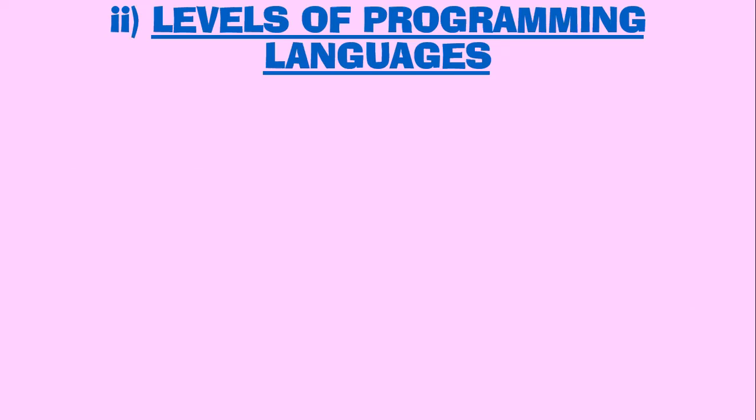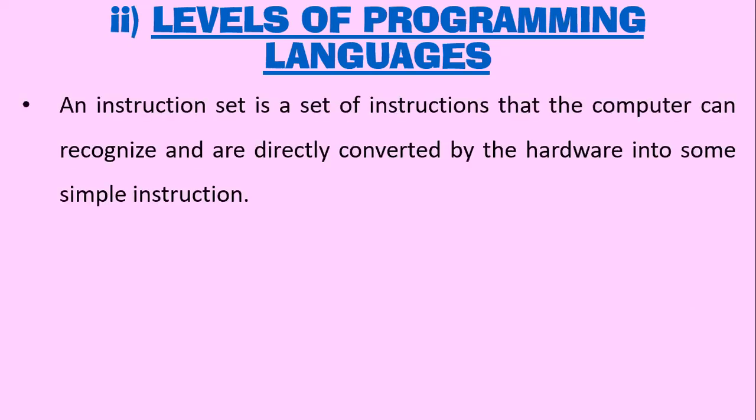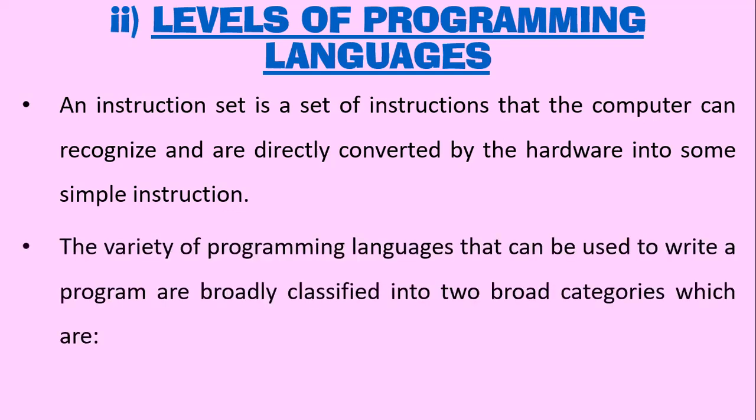At the levels of programming languages, an instruction set is a set of instructions that the computer can recognize and are directly converted by the hardware into some simple instruction. The variety of programming languages that can be used to write a program are broadly classified into 2 broad categories, which are, number 1, the low-level languages, and number 2, the high-level languages.